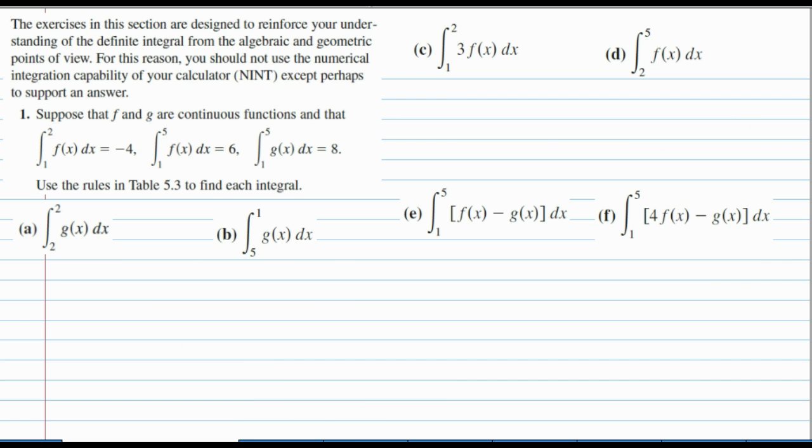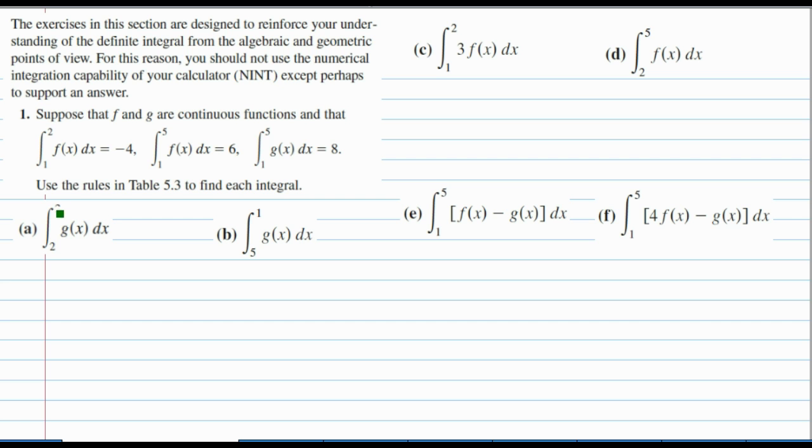Now try problem number 1. This big old paragraph up here says, please don't use your calculator. Number 1, suppose that f and g are continuous functions and we're given this information here. So the integral from 1 to 2 of f of x dx equals -4. Integral from 1 to 5 of f is 6. The integral from 1 to 5 of g is 8. Use the rules to find each integral.